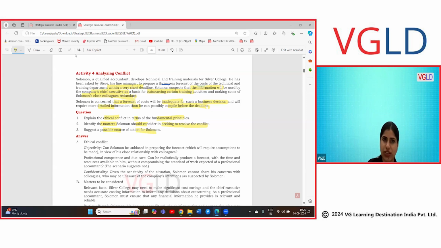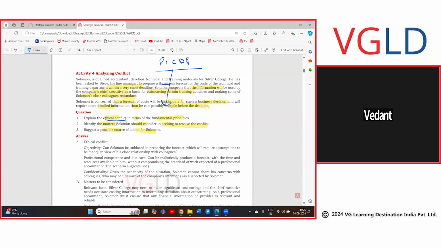You have PCIOP: professional competence and due care, integrity, objectivity, professional behavior, confidentiality. These are the fundamental principles, and they will be part of your ethical conflict situation. Professional competence and due care might be threatened because we are being given a very short notice. There is a short deadline, so the nature, timing, and extent of the audit procedures might get hampered to meet that deadline.